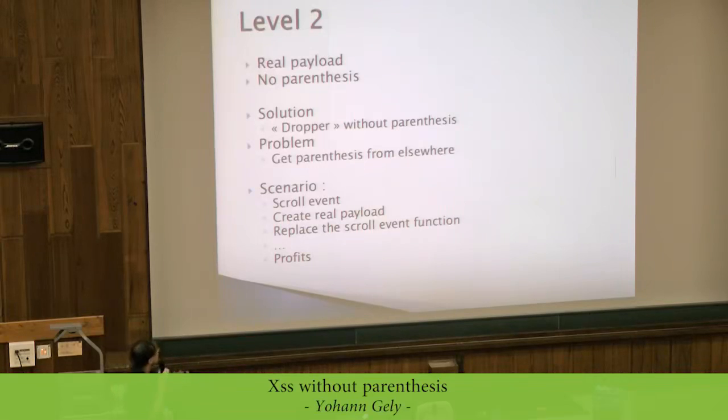So how do you do that? You need to get these parentheses from elsewhere on the page. You can browse the whole page to find parentheses, or you find a method to have them every time. So the scenario was to declare the start event, create the real payload, replace the scroll event function with your payload, and then execute the real payload. Because when you scroll, in your browser it will start like 5 or 6 scroll events, depending on your scrolling power. So with one scroll, you can execute multiple onscroll actions.